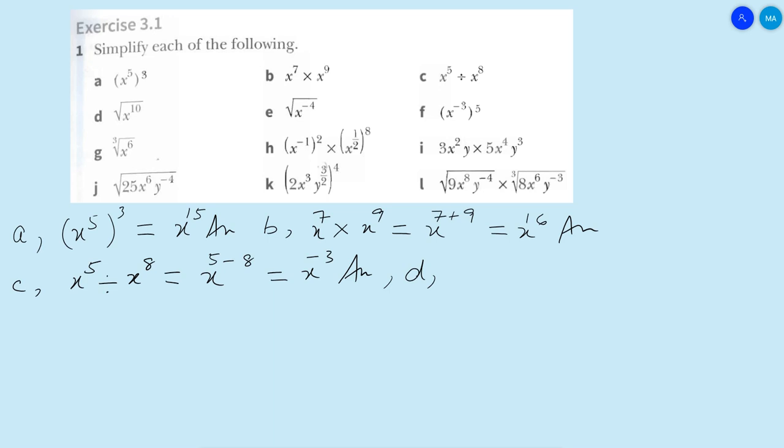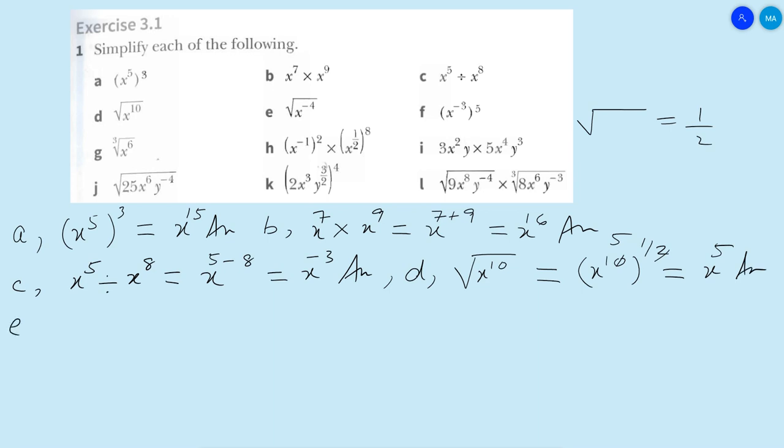Very easy. x to the power 10 with square root sign. You know, student, the value of square root is 1 upon 2. So if you change this square root to power 1 upon 2, no matter, because the value of square root is always equal to 1 upon 2. So 2 ones are 2, 2 fives are 10. So the answer is x to the power 5. Come to part E.